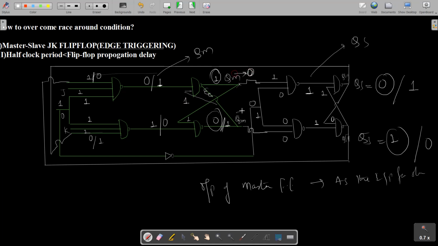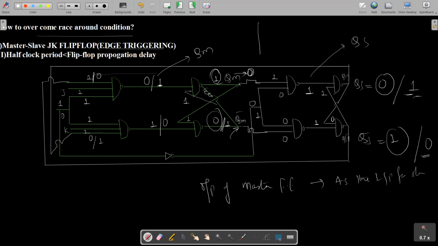Now QM is 0 and QM bar is 1, when QS is 1 and QS bar is 0. That means this is how we have avoided the race around condition. That means if master is 0, slave will be 1. If master is 1, slave will be 0. So this is the way we overcome the race around condition.